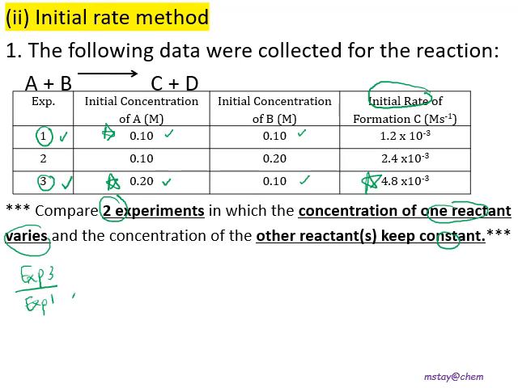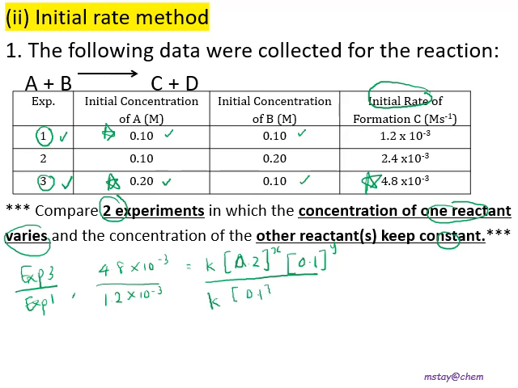Then we will use the rate law method. The rate of experiment 3 is 4.8 exponent negative 3, equal to k times concentration A, which for experiment 3 is 0.2 raised to the power of x, because we don't know the order of reaction, and then concentration of B is 0.1 raised to the power of y. Similar case as well, we don't know the order. Then over experiment 1, which is 1.2 exponent negative 3 for the rate of reaction, over k, concentration A this time is 0.1 raised to the power of x, and 0.1 raised to the power of y.